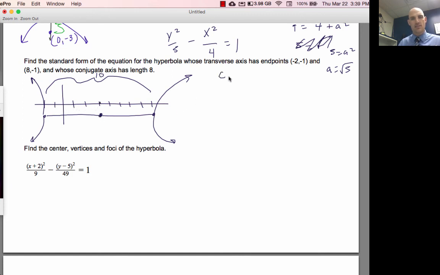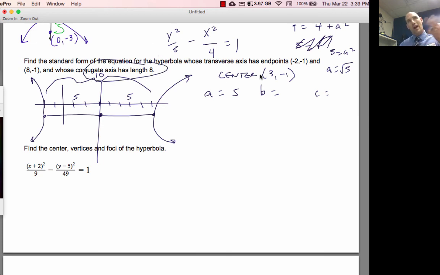Down here, so my center is at 3, -1, because that's halfway between. My A value is 5, because that's half of 10. So here's 5, here's 5. B equals, C equals. My conjugate axis has a length of 8, and so my semi-conjugate axis, or half of that, would be 4. And so if I do A squared plus B squared equals C squared, which is my Pythagorean relationship, I've got 25 plus 16 is equal to C squared. So C is equal to the square root of 41.